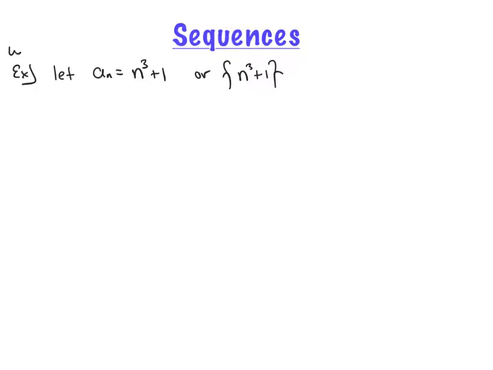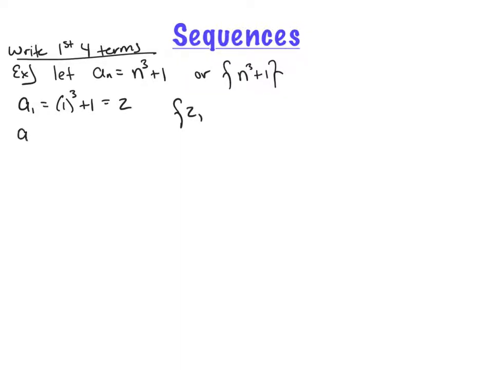And let's say our directions are to write the first 4 terms of this sequence. Okay, so a sub 1 would be the first term, and in this sequence where we're given a formula, we're just going to plug in n equals 1. 1 cubed plus 1 is 1 plus 1, which is 2. So I'm going to write this in sequence notation. 2 is our first term. a sub 2 means plug in n equals 2 into our formula. So 2 cubed plus 1 is 8 plus 1, which is 9.